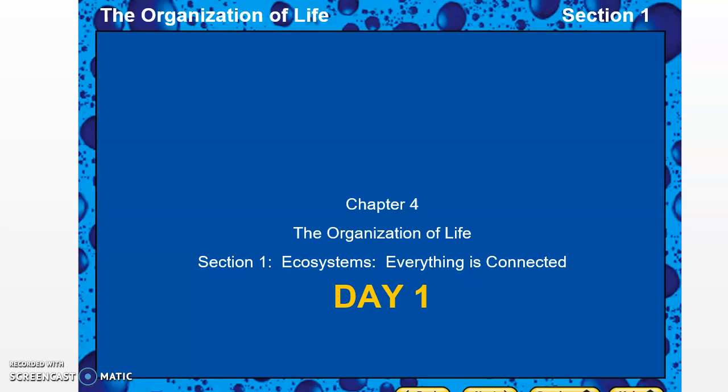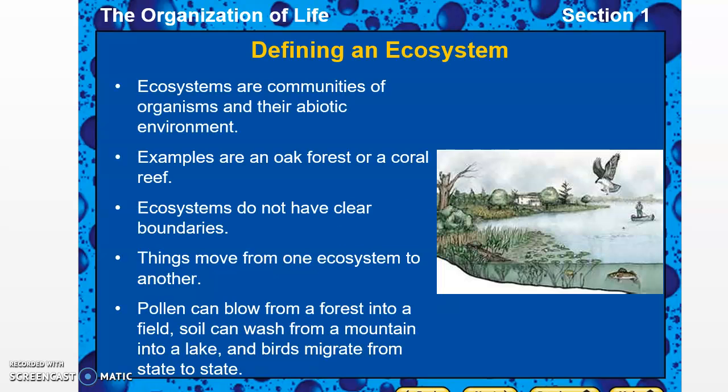Today we're discussing Chapter 4, Section 1, the organization of life, and we're going to start by talking about ecosystems. An ecosystem is defined as a community of organisms and their abiotic environment. So, for example, you might have a coral reef, that would be an ecosystem, or a forest, or a pond. Okay, those are all ecosystems.